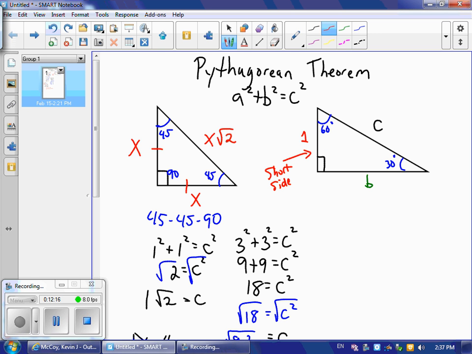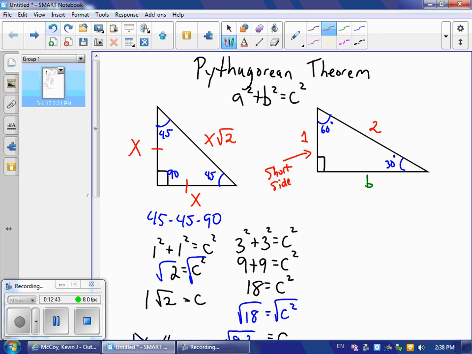So the relationship is, if you know the short side, the hypotenuse is always going to be double the length of the short side, which in our case makes our C value 2. Then, using Pythagorean theorem, it's going to be a little bit different this time because I don't have one of the left side pieces, but we can still solve for it.